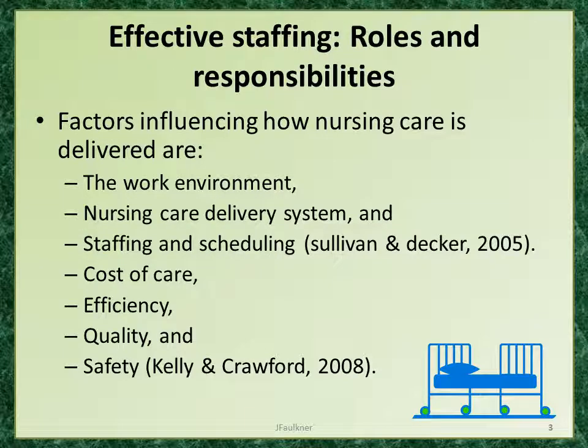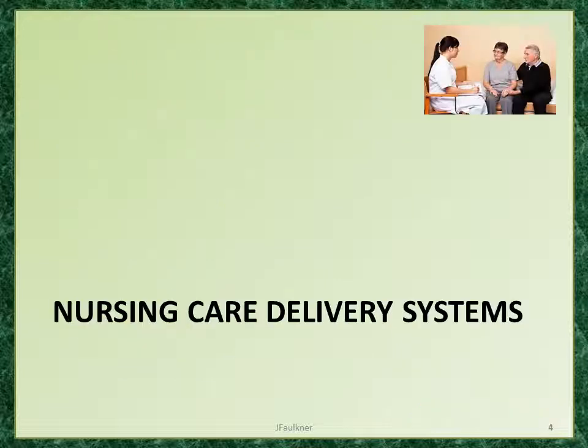Effective staffing roles and responsibilities. One of the biggest challenges facing nursing and patient outcomes is the way care is delivered. Factors that must be considered are the work environment, the nursing care delivery system, staffing and scheduling. Many of the pressures influencing healthcare delivery include cost of care, efficiency, quality and safety.